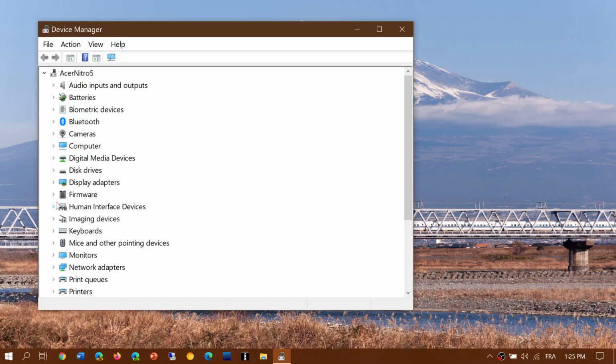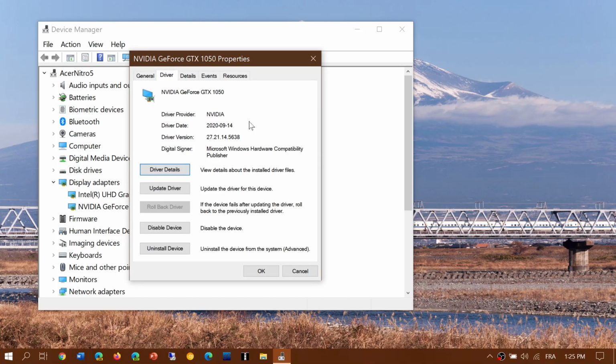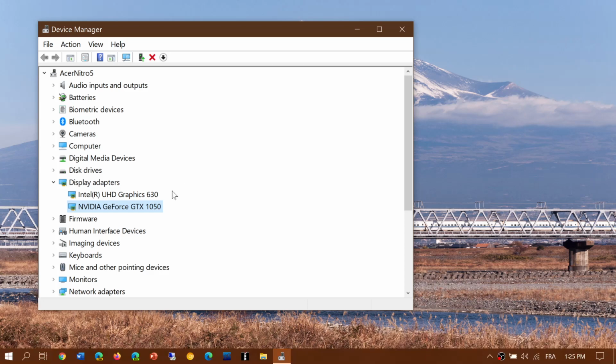Here, for example, if I look at the display adapters, if I look at my GeForce, you see here that there's a driver that was updated in September, and actually there's one now that I haven't yet installed. Now, there are some that update, and there are some that stay old.